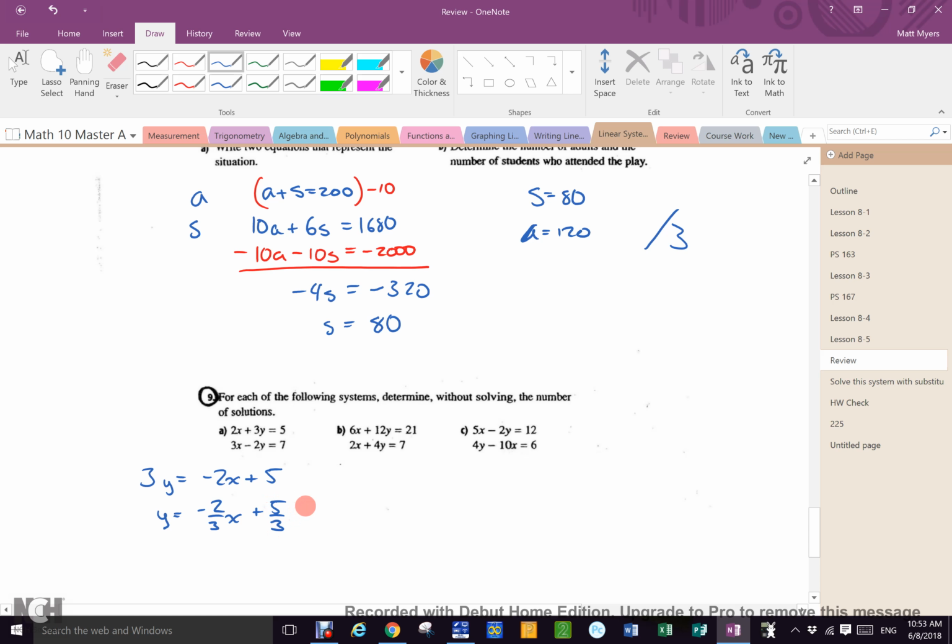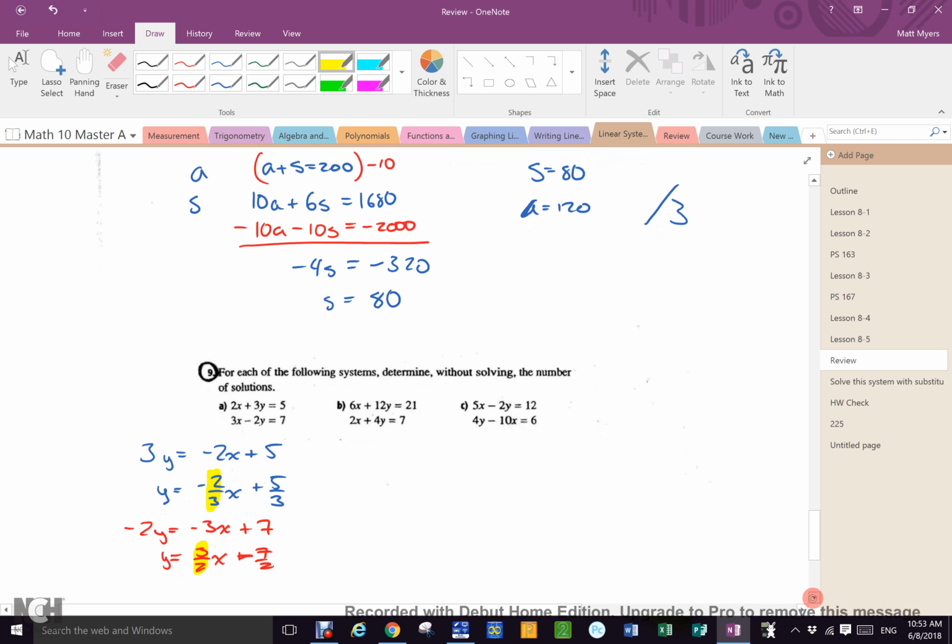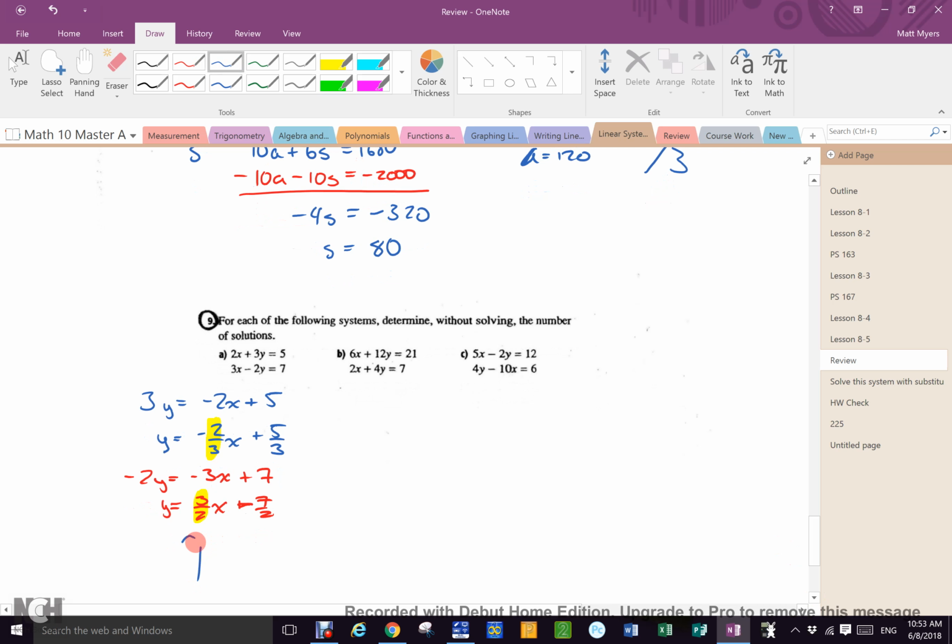Then I check the other one. Negative 2y equals negative 3x plus 7. Y equals 3 over 2x minus 7 over 2. Are the slopes different? Are those different values? So how many solutions? 1. Check this one.